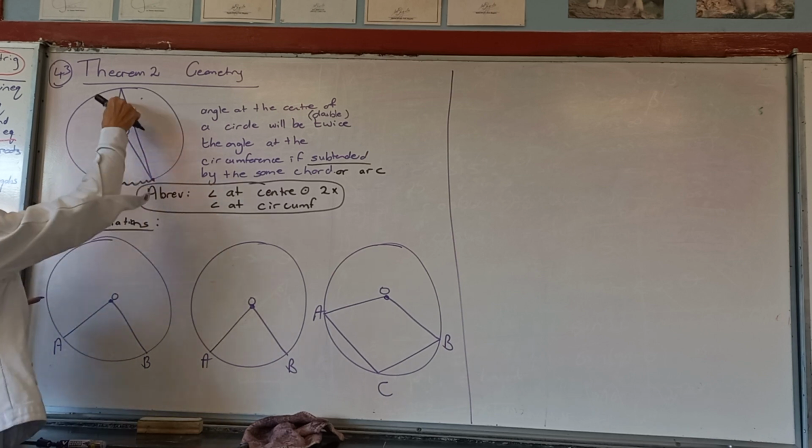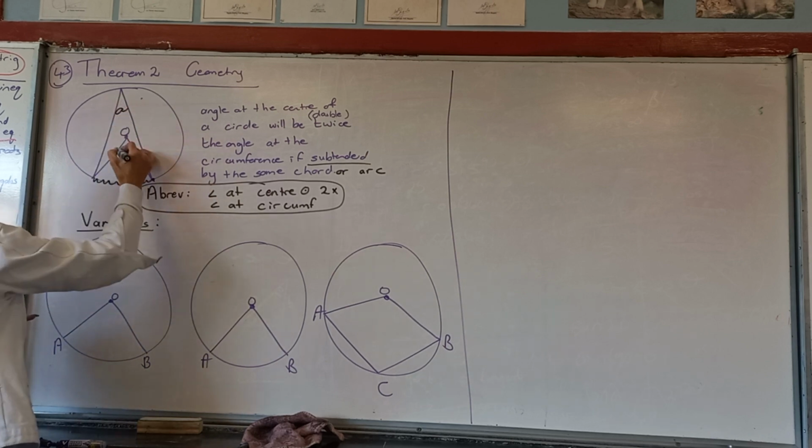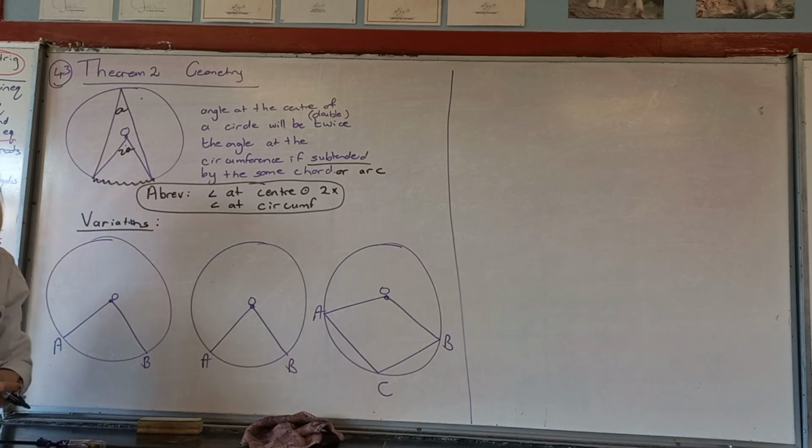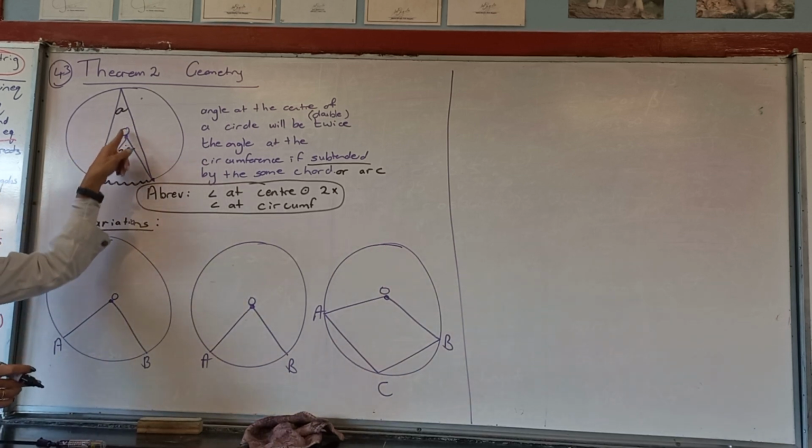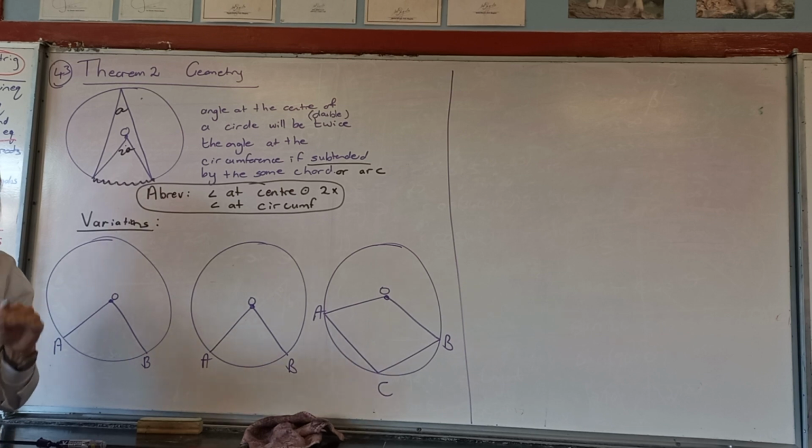Then this one will be double that one. So let's make it A and 2A for the purposes of this sketch. So if I knew that this one was 50, this one would have been 100. That's the basics of it.